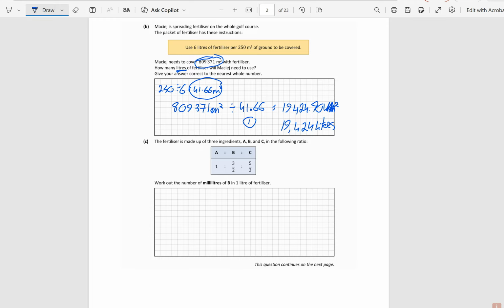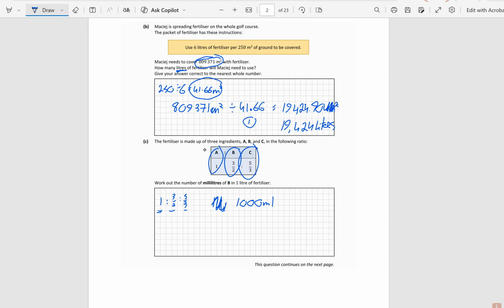Right, next one then. So there is a litre of fertilizer, right? And there's 3 ingredients. Ingredient A, B, C. And they are in a ratio of 1 is to 3 over 2 is to 5 over 3. All right, all we do, okay, we're dividing something into ratios. We add 3 ratios together. We take then the 1 litre of fertilizer. Well, they're actually talking about milliliters, so it's 1,000 milliliters.